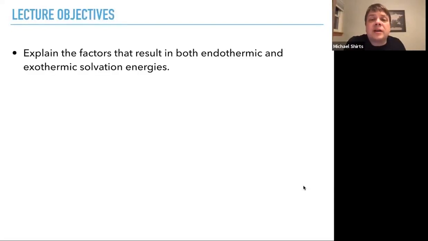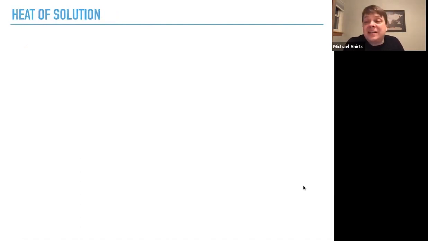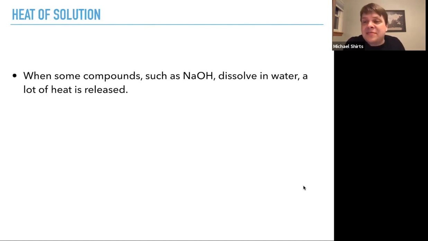So in this segment, we're going to talk primarily about explaining the factors that result in both endothermic and exothermic solvation energies. So heat of solution, let's talk about the concept of the heat of solution. Obviously, it's an enthalpy, but the enthalpy of what process? That's what you always want to be asking.